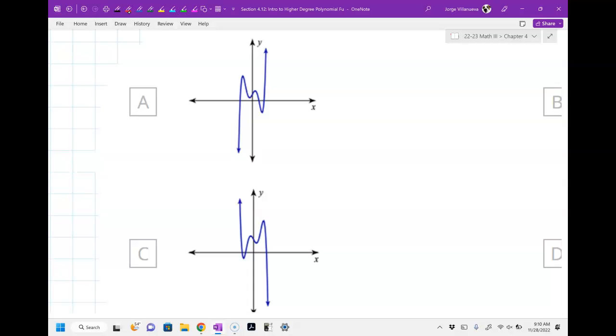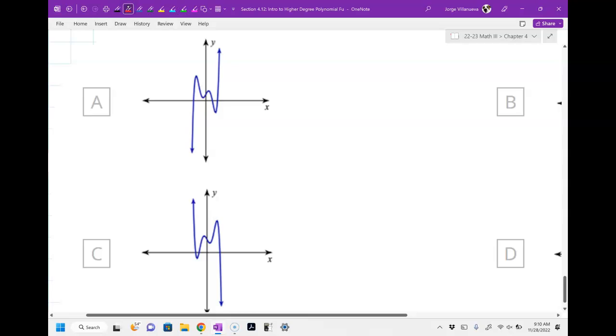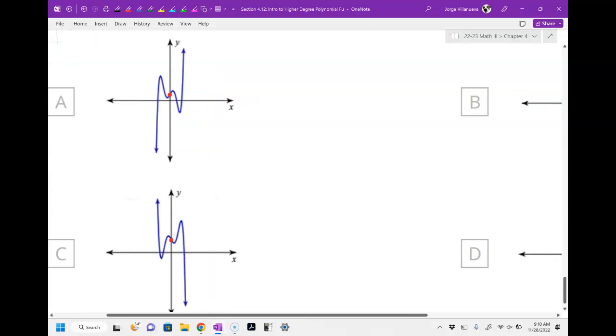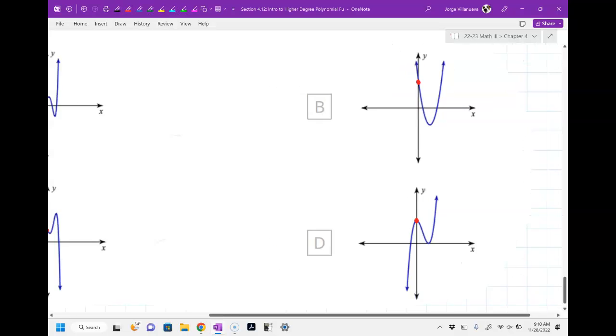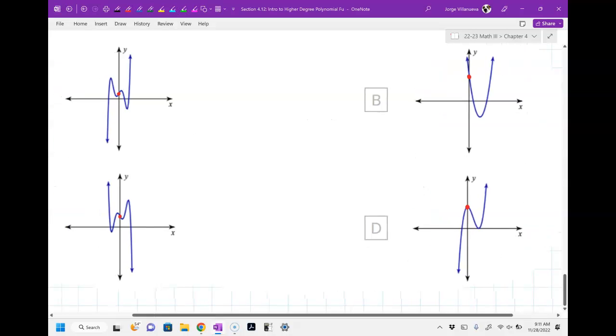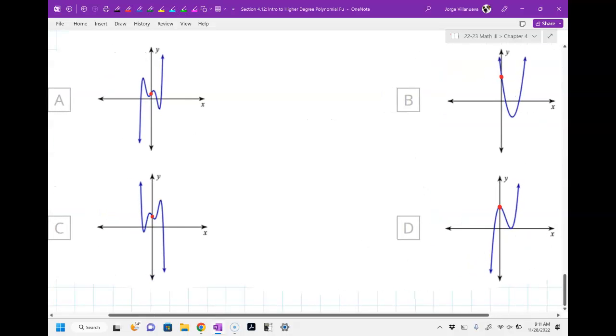Between A and C, there's a dot right here, there's a dot right there. Okay, let me look at B. This one's way up here, and this one's way up here. Would you say that B and D, compared to A and C, so look at those four, are crossing at 1 compared to the other ones?